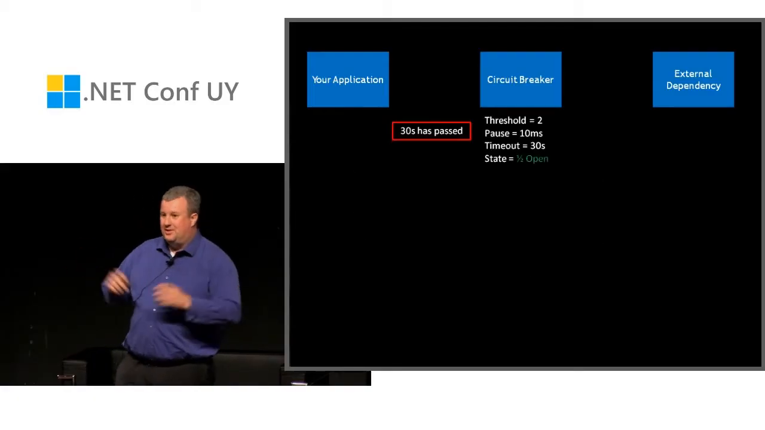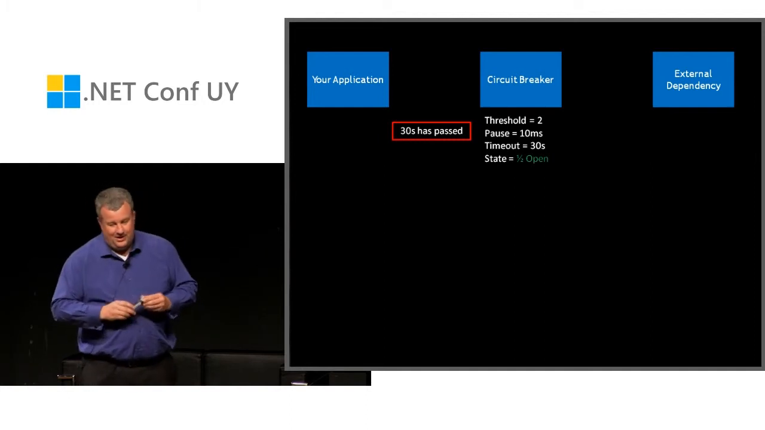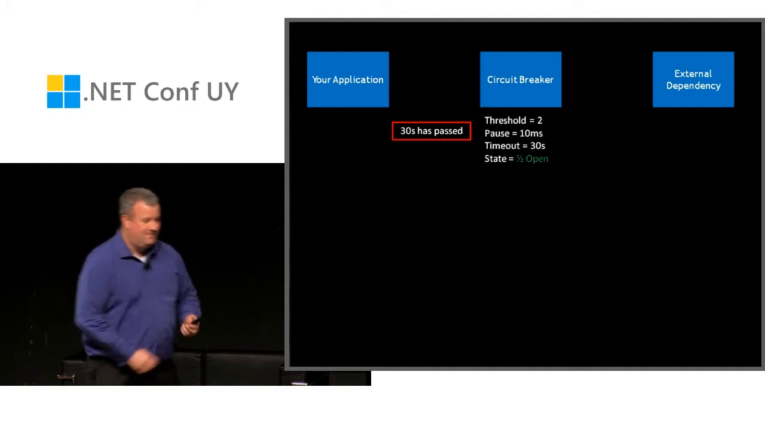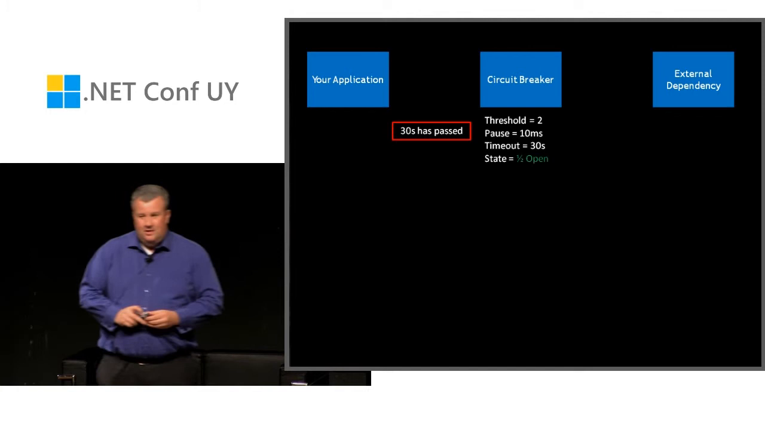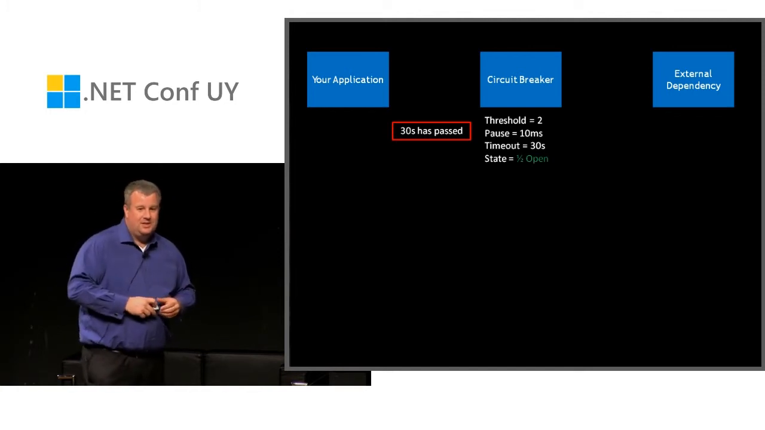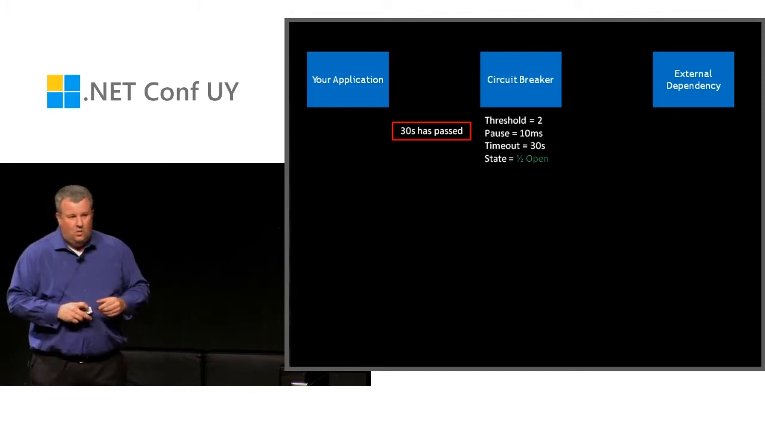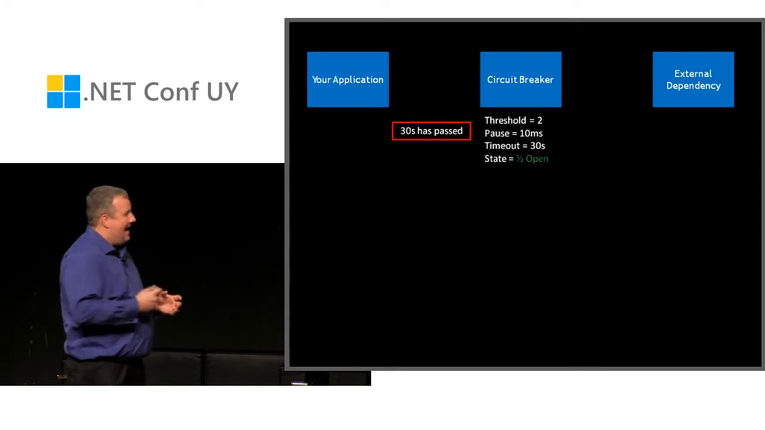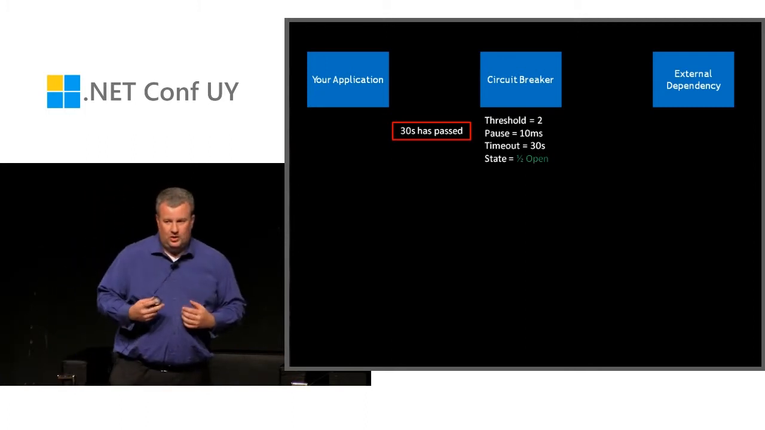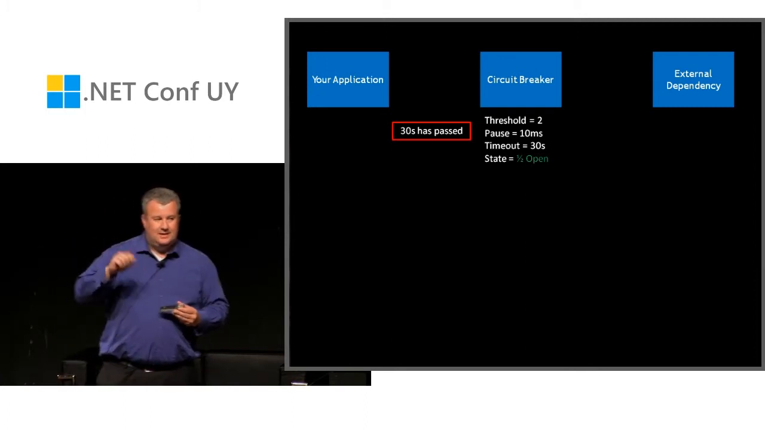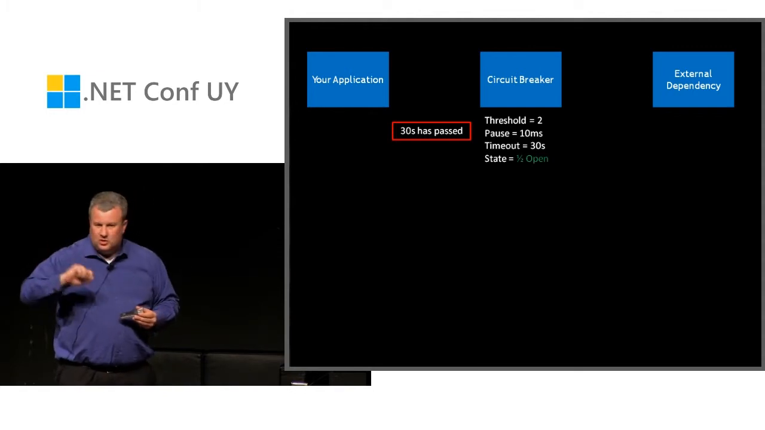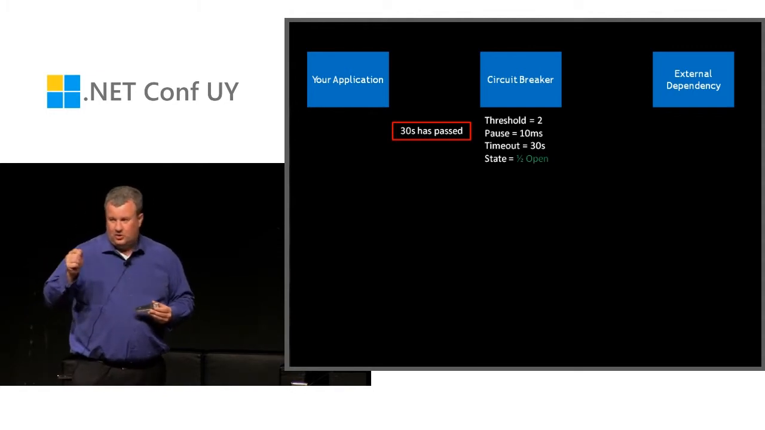So our 30 seconds has passed. Mary's still sitting there. The difference we have once the 30 seconds has passed is that we have what's called a half-open state, or partially open state. This doesn't exist in a physical circuit breaker. A physical circuit breaker has 2 states. The software one has 3.